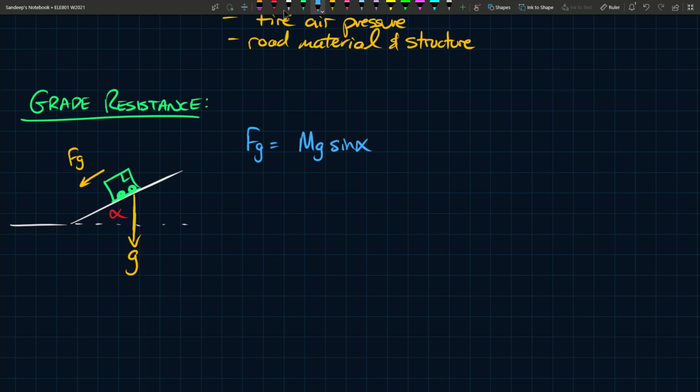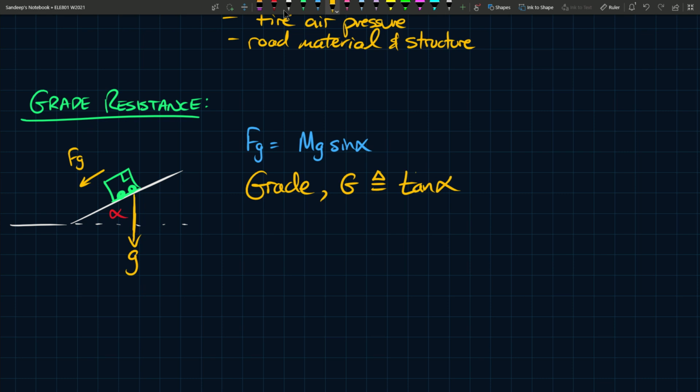So if alpha is small, then sine alpha just becomes alpha, and you can apply all of those approximations as well. But one thing we should do is define the grade. You might hear it said that it has a grade of 10% or a grade of 20%. So the grade, let's call it G, is defined as tan alpha. That's it, just tan alpha.